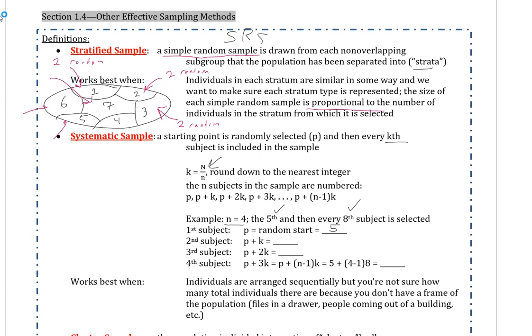Then to find our second person, we do our starting point and add 8 to that for every 8th person selected. So 5 plus 8 will give us 13. Then we do 5 plus 2 times 8, or plus 16. That gives us 21. So we add another 8 to that, and then we do that again. So 5 plus 3 times 8, or just add 8 again to 21 to get 29. That's how we select our individuals. So that's how we would progress through systematic sampling.